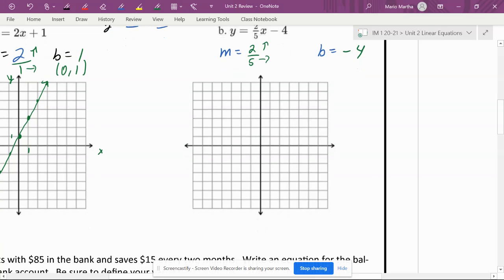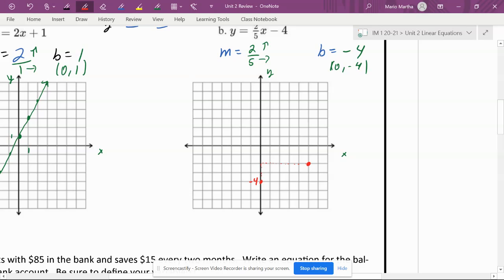In this case, again, we start off with our y-intercept, which is 0 comma b, or 0 comma negative 4. So we're going to go by ones on the x and the y-axis. I'm going to start all the way down here, which is 0, negative 4. And then from there, I can go up 2 and then 5 to the right. So up 2, 5 to the right.